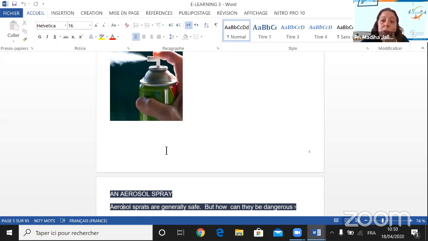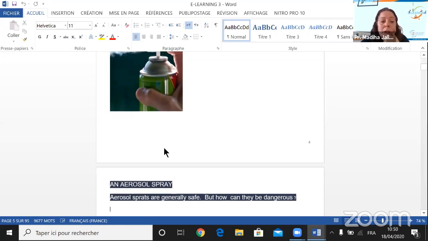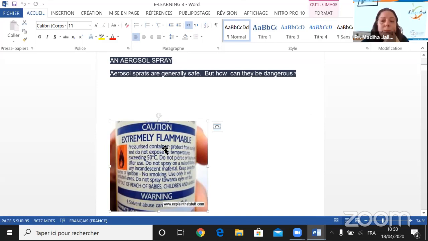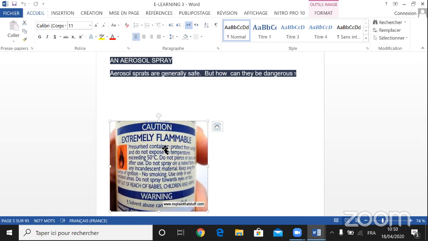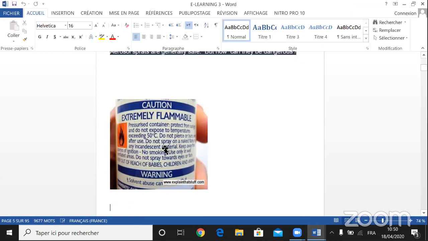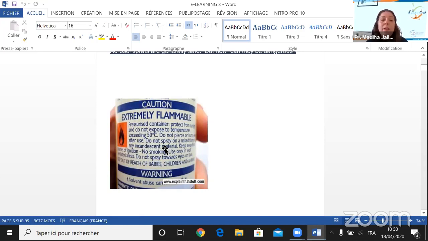And you know that thirdly, the aerosol sprays are what? Extremely flammable. Can you read there? Flammable, good, extremely flammable. So thirdly, the aerosol sprays are extremely flammable. Flammable, what does it mean, flammable?